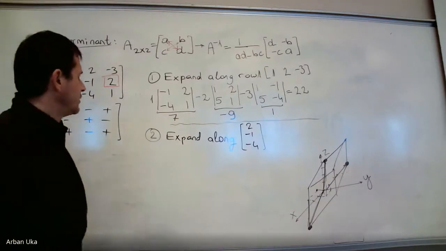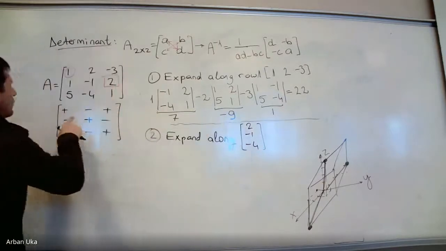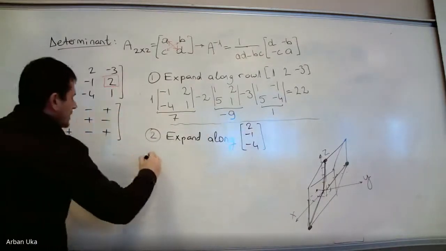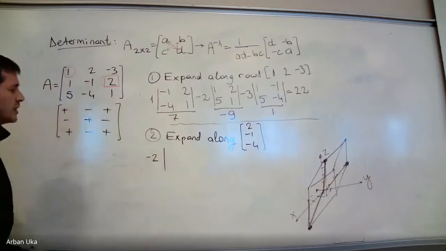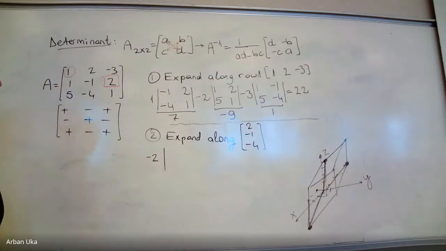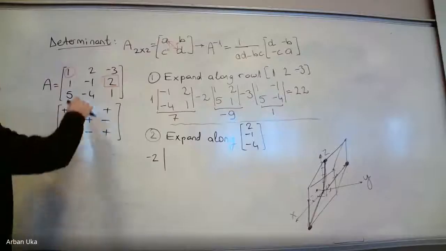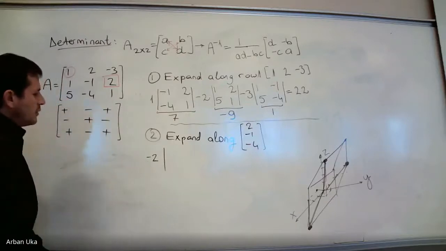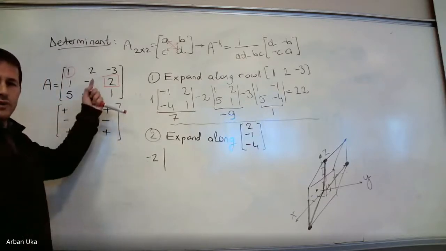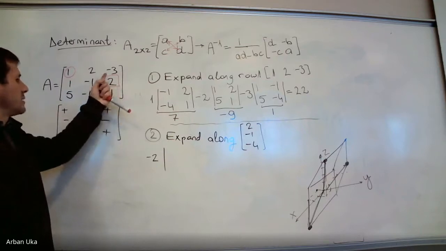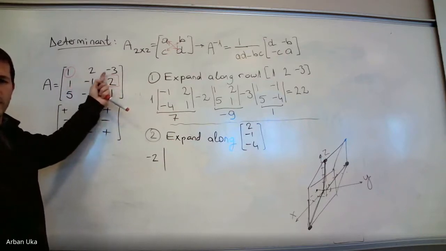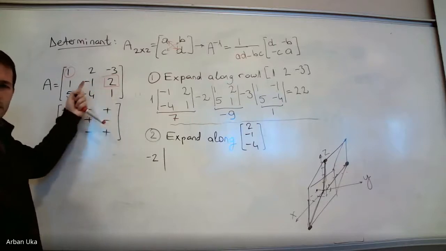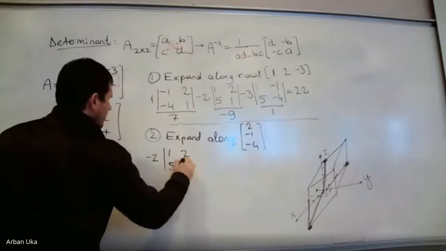Then the determinant is equal to, first we start with 2. What is the index of 2? We write here minus 2 times. Do we understand why we say minus 2? Yes, because this 2 has a negative sign here. So this is minus 2 times what remains from matrix A if we remove the row of 2 and the column of 2: 1, 2, 5, 1.